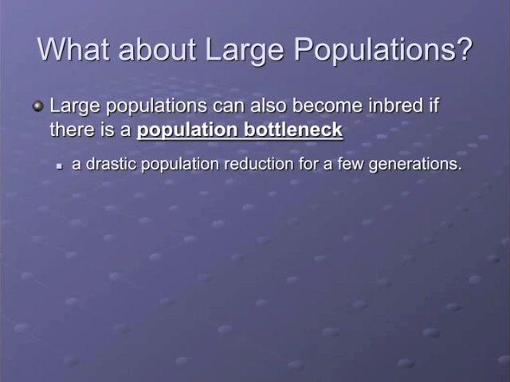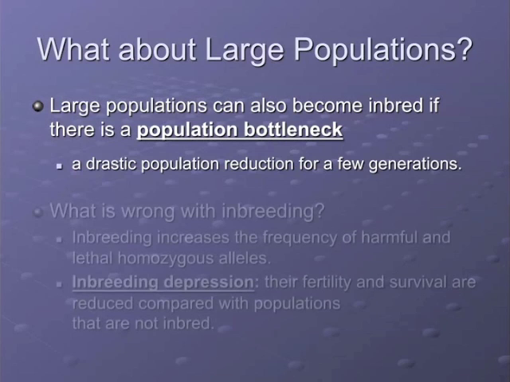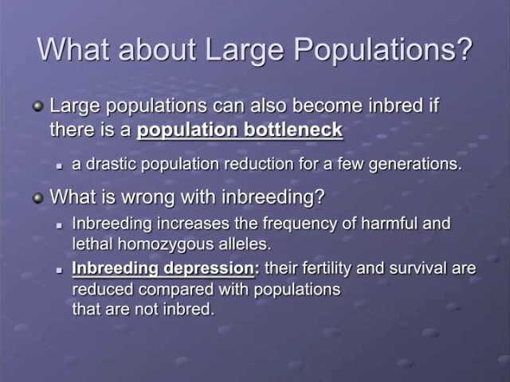Now, large populations can become inbred if there's what's known as a population bottleneck, which is a drastic reduction for a few generations, and that causes inbreeding. Inbreeding is problematic because it increases the frequency of the harmful and lethal homozygous alleles, and it's known as inbreeding depression, when fertility and survival are reduced. So they have lots and lots of problems, because you just end up with a whole bunch of one type, which we've been discussing. Evolution needs variation. Inbreeding decreases variation, in very simple terms.